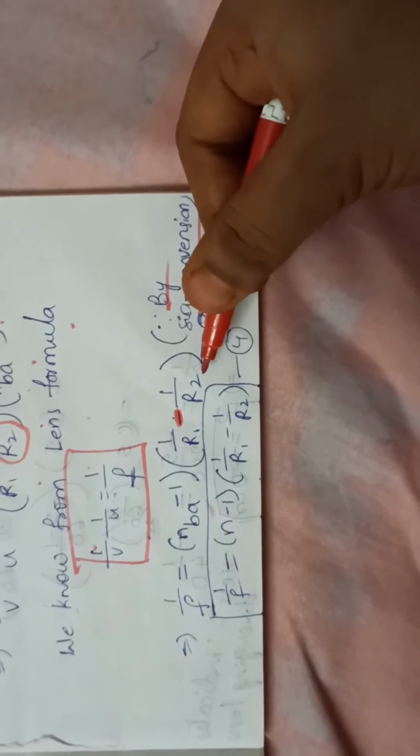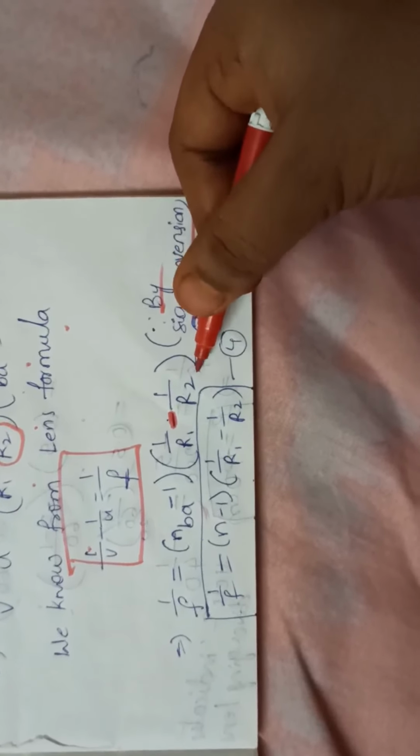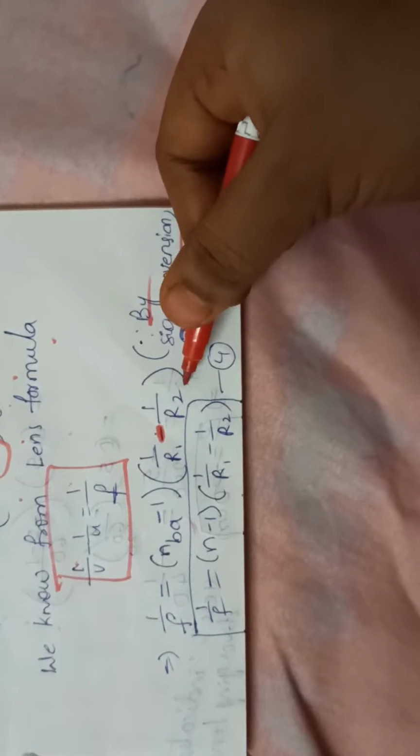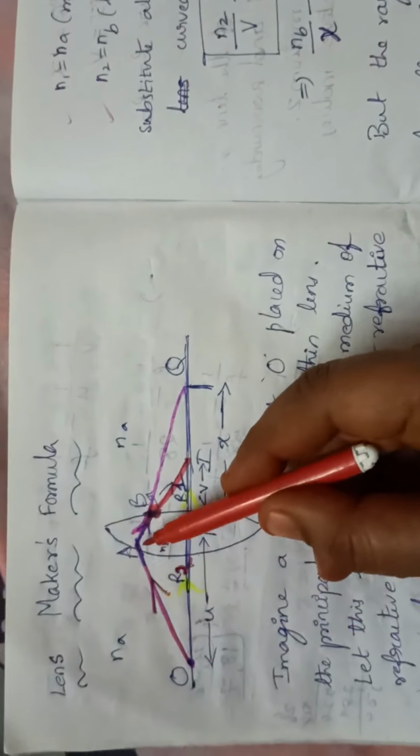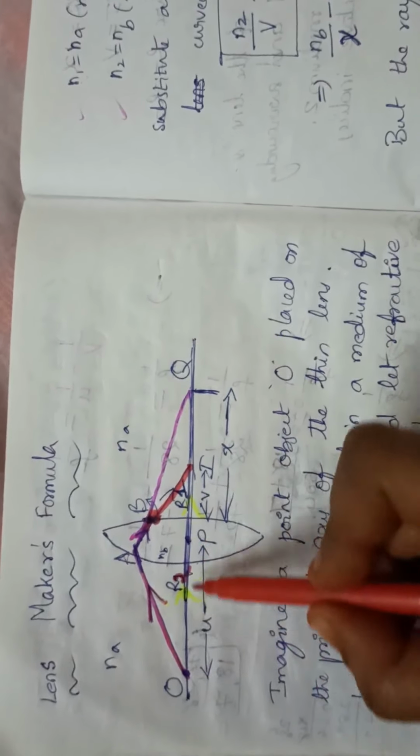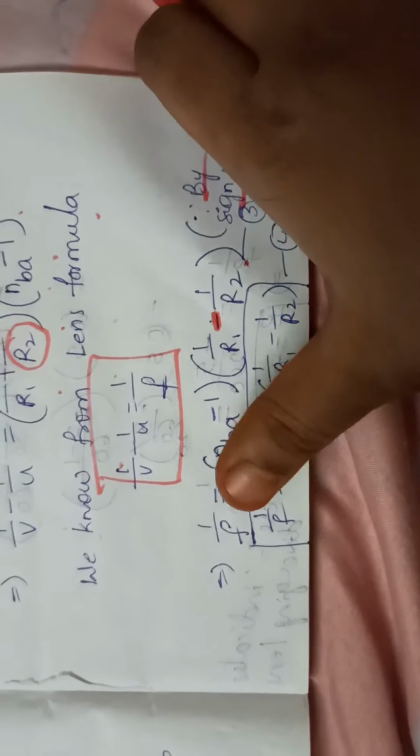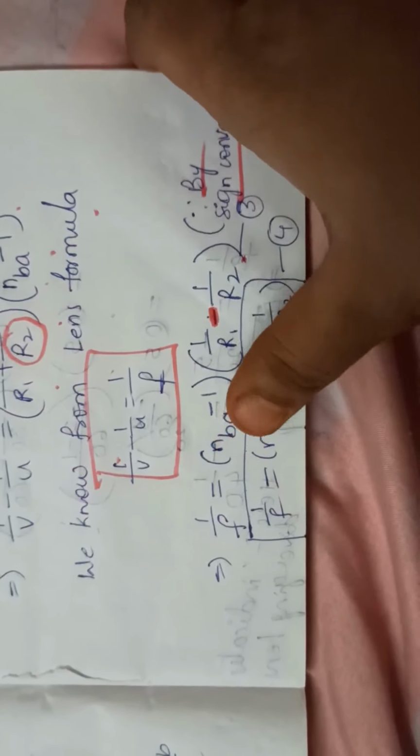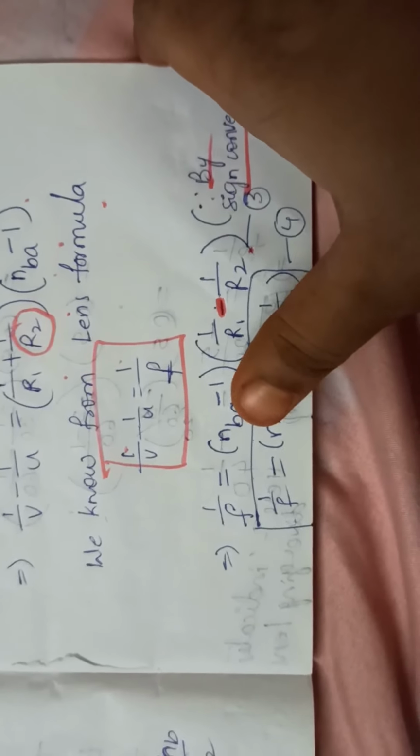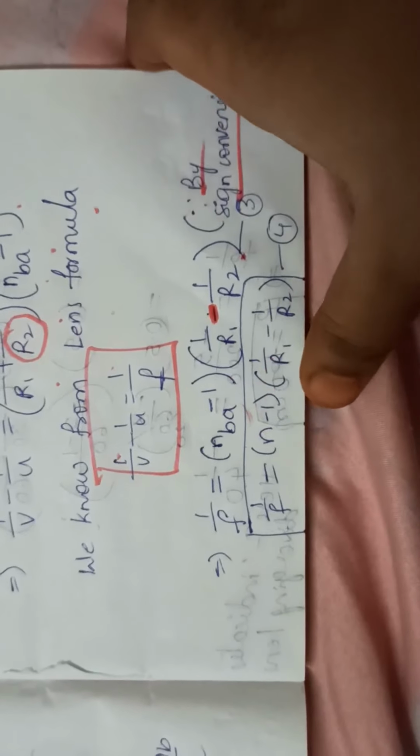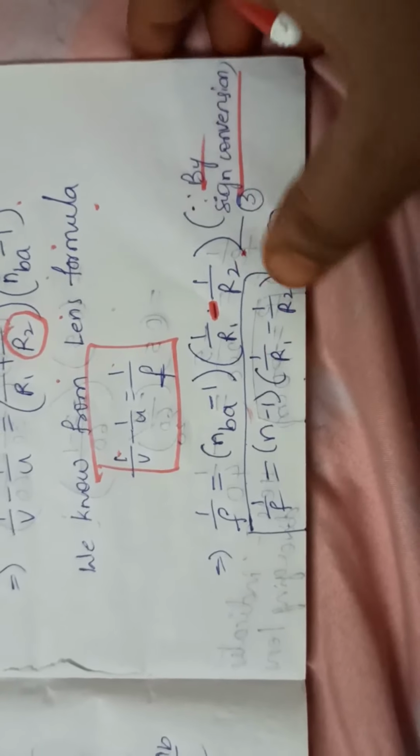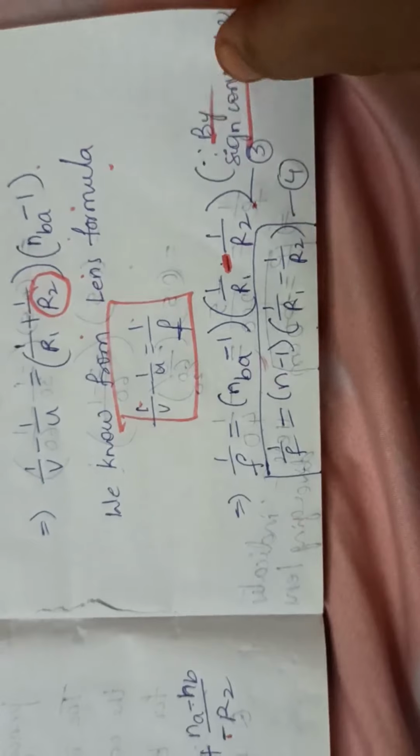Because this is opposite to the incident ray direction, the radius of curvature here is opposite to the incident ray direction, like this. So in this direction the incident rays are coming, but in this direction we are taking R2. So like that we are taking this one as minus R2, 1 by R2. So 1 by F is equal to, here we are replacing n21 by (n minus 1) into (1 by R1 minus 1 by R2). So put this one as equation number 4.